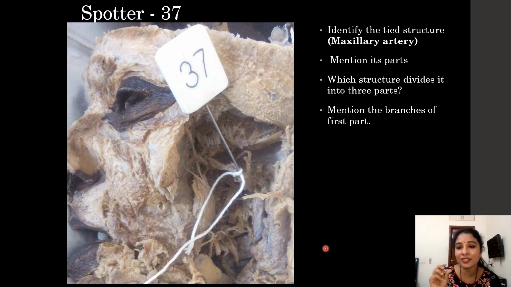So D stands for deep auricular artery, and DAMAI A. A is for the anterior tympanic artery. Then M, middle meningeal artery. A again, DAMAI A. A is the accessory meningeal artery. Then I is the inferior alveolar artery. So these are the branches of first part of maxillary artery.